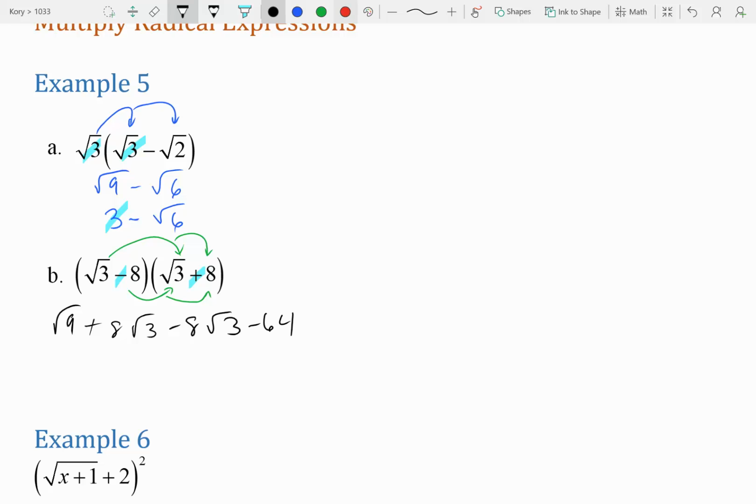We're going to simplify. The square roots of 3 cancel out because one's a positive 8, one's a negative 8. The square root of 9 is 3, minus 64, so we get negative 61. You notice the square roots, the radicals, cancel out. That comes in handy when we rationalize denominators, so you'll see that again.